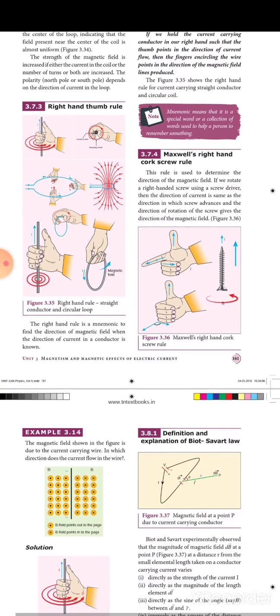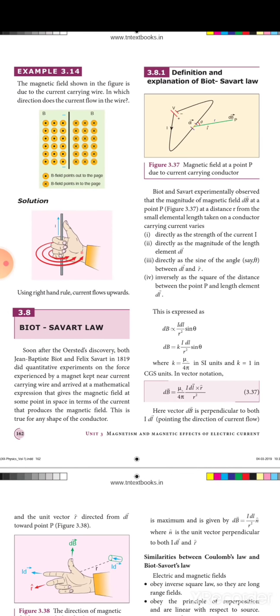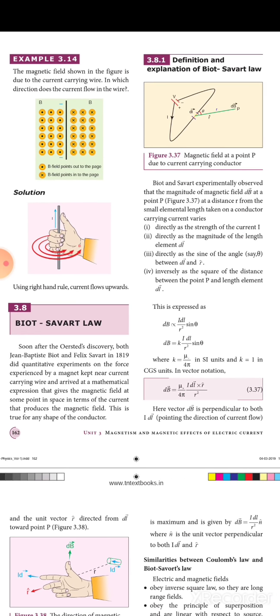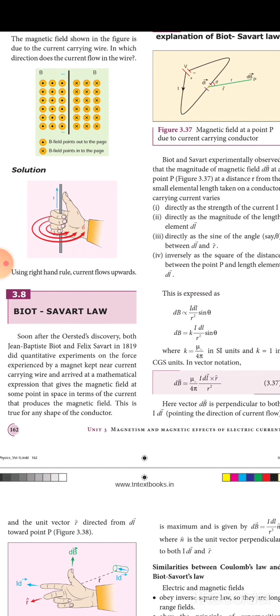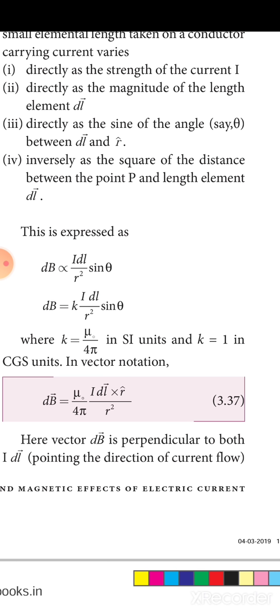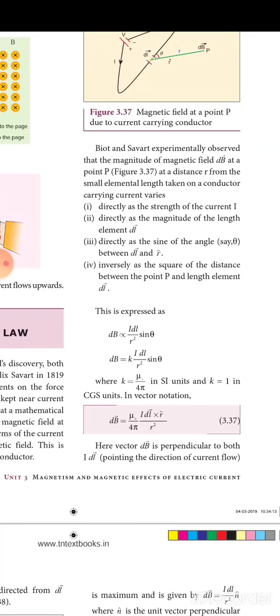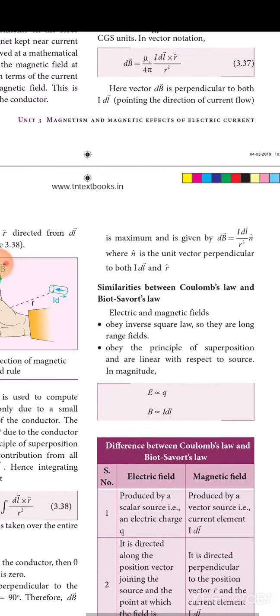And then the important, most repeated question: Biot-Savart law. It may be asked as a 3-mark or 5-mark question. Biot-Savart law tells us the magnetic field due to a current-carrying conductor. This law tells us magnetic induction is directly proportional to the current and the length of the element and the sine of the angle between the length of the element dL and r cap, and inversely proportional to the square of the distance between them. This is the Biot-Savart law. So explain these questions elaborately.